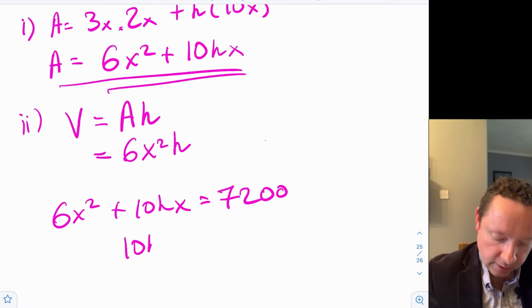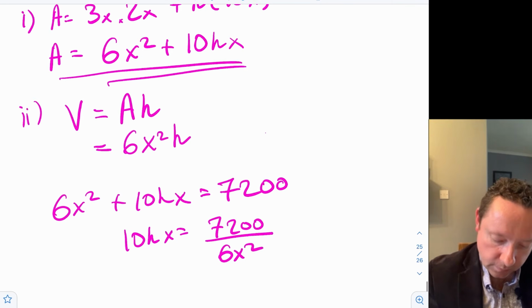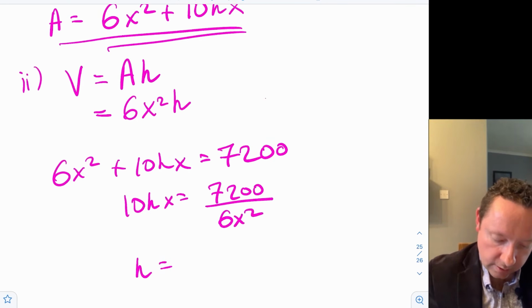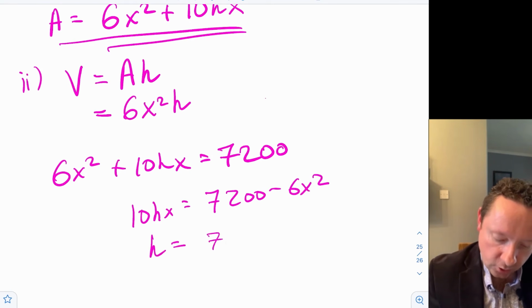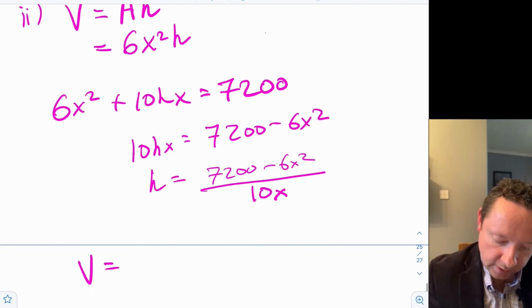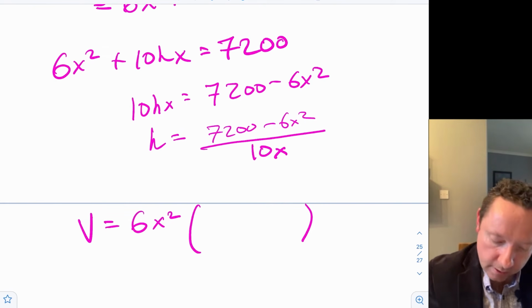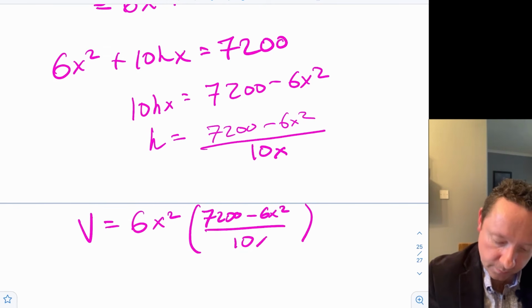So 10hx is 7,200 minus 6x squared. So h is 7,200 minus 6x squared all over 10x. So now our volume is just going to be 6x squared times the whole of that. I've not simplified that yet because I'll just simplify at the end. So 7,200 minus 6x squared over 10x.